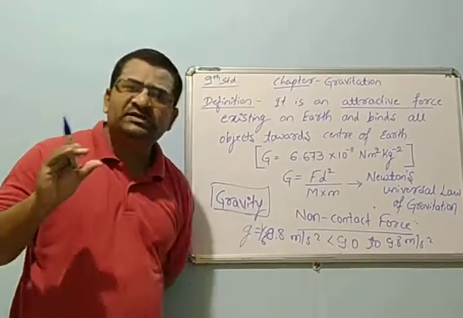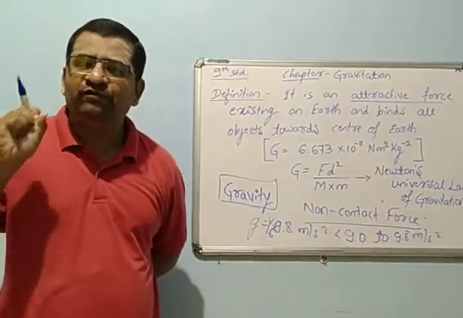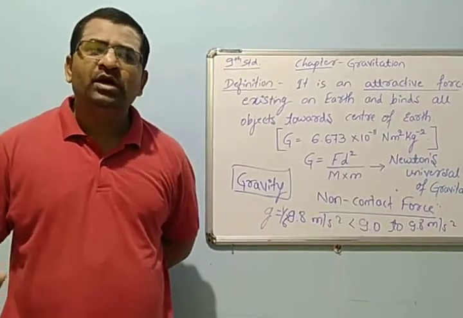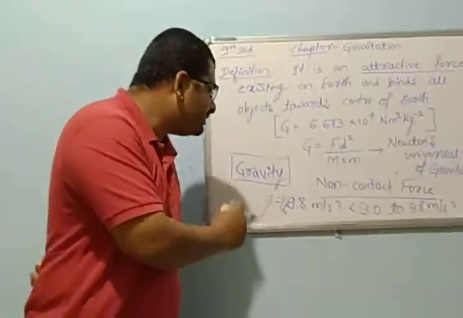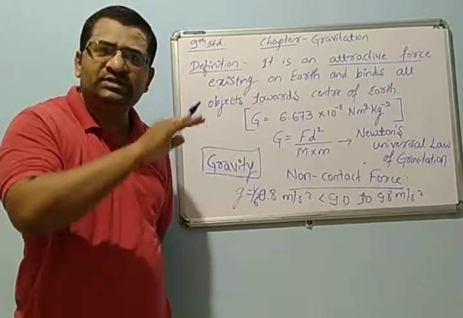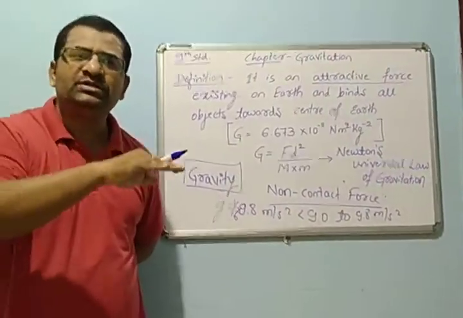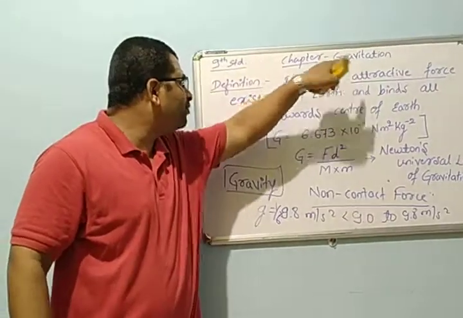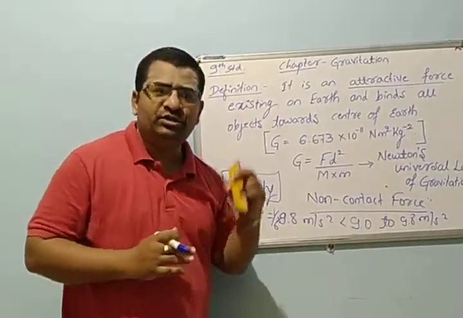And the same person said that whatever the gravitational force or the energy, it is not constant at all the regions on the earth. So in some regions it is the maximum, in some regions it is moderate, and in some regions it is minimum. So this is all about the basic information regarding the gravitation.